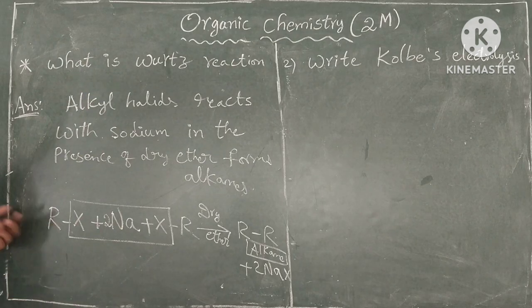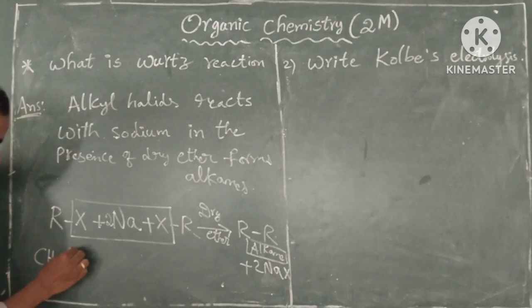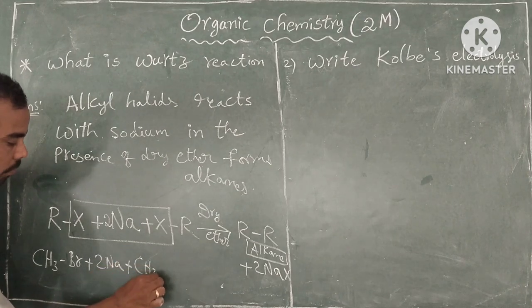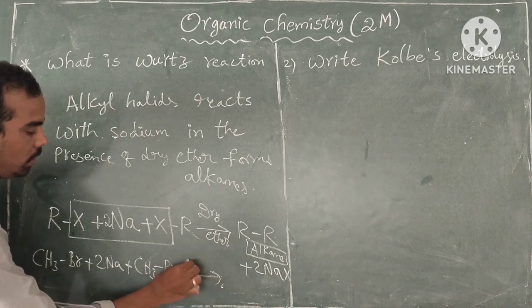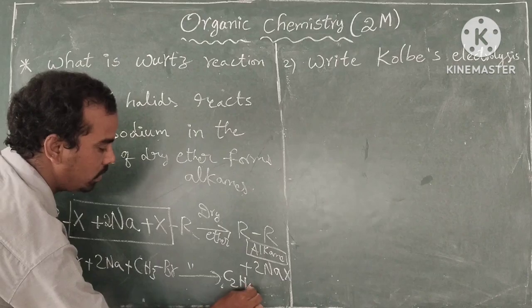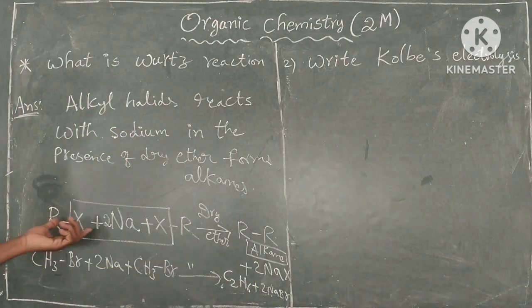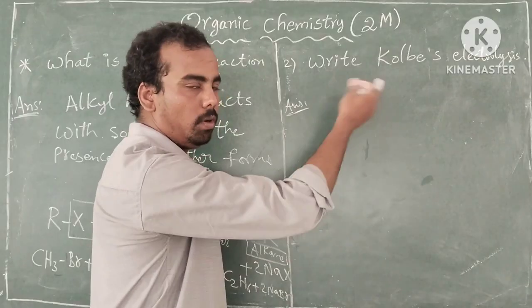If you take CH3 in the place of R and Br in the place of X: CH3Br plus 2Na plus CH3Br forms CH3 single bond CH3, that means C2H6 plus 2NaBr. It is another example. One example is enough. So next, write Kolbe's electrolysis.